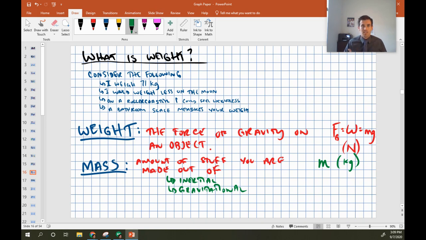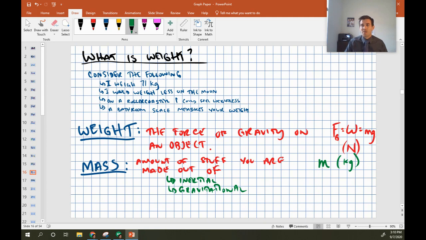So going back to some of these statements, if we say that we weigh 71 kilograms, that's not true. You have a mass of 71 kilograms. Because we only do masses of people on Earth most of the time, knowing your mass on Earth is just as good as knowing your weight on Earth.